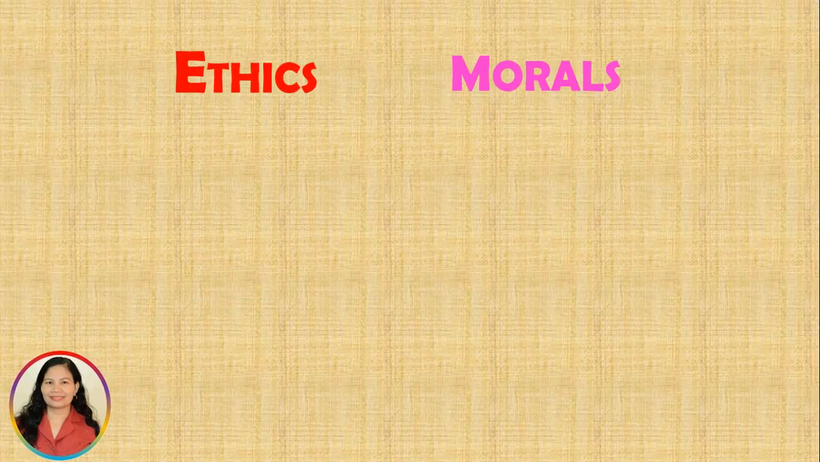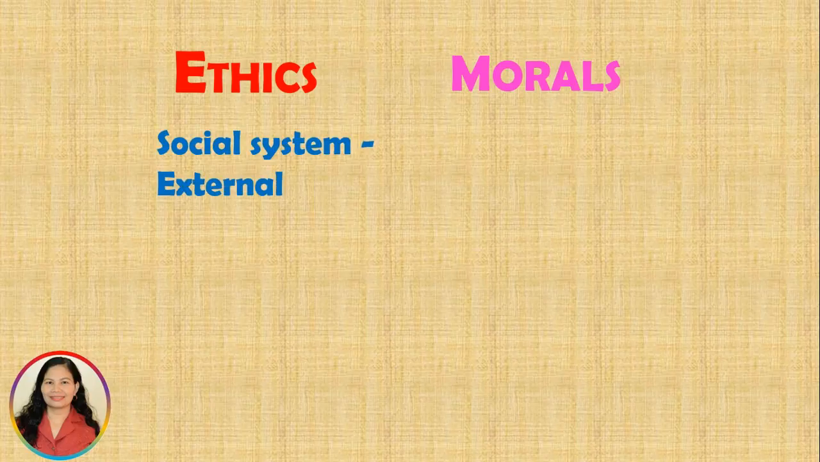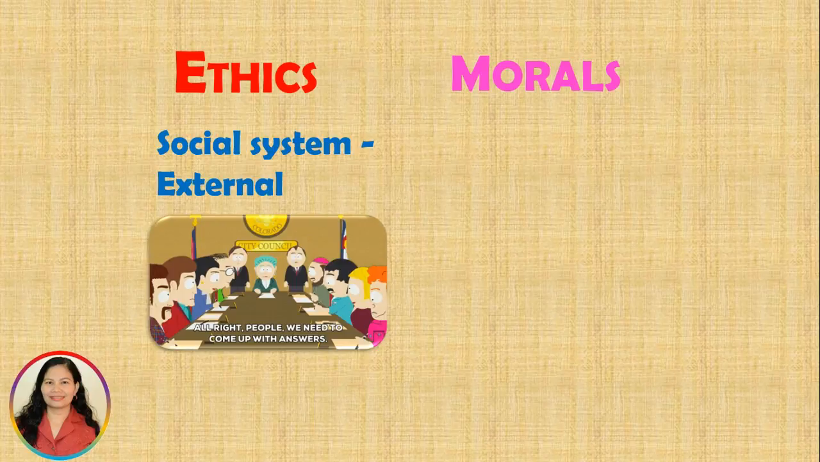Where do ethics come from? Ethics came from a social system, or external. Ethics are external standards that are provided by institutions, groups, or culture to which an individual belongs. For example, lawyers, policemen, and doctors all have to follow the ethical code laid down by their professions, regardless of their own feelings or preferences. Ethics can also be considered as a social system or a framework for acceptable behavior.